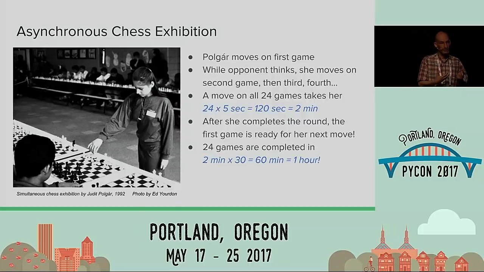So in this analogy, Judith Polgar, the chess champion, will be our CPU. And the idea is that we want to make sure that the CPU doesn't wait or waits the least amount of time possible, and it's always finding something to do.